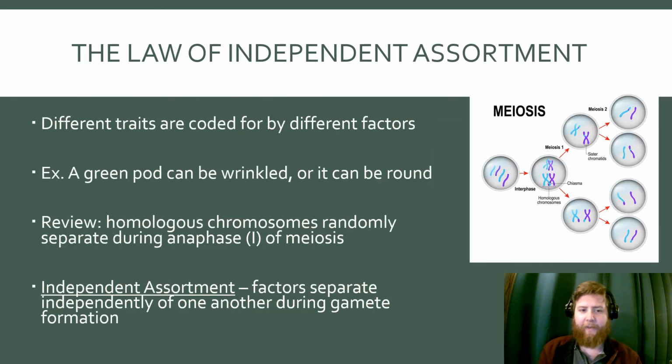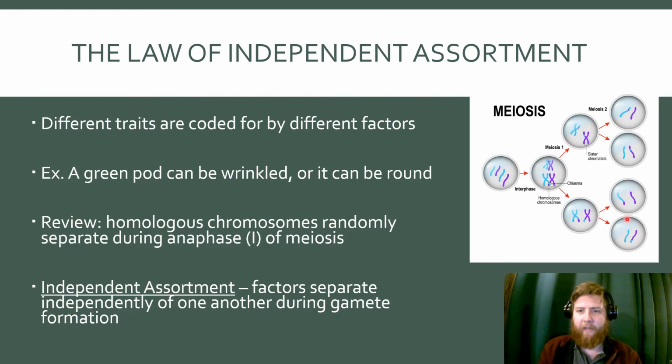The second law we need to talk about is the law of independent assortment. In this one, different traits are coded for by different factors. So a green pod can be wrinkled, or it can be a green pod and be round. Each of these factors separates out differently. So remember that homologous chromosomes randomly separate during anaphase 1 of meiosis. And so the law of independent assortment simply states that factors separate independently of one another during gamete formation.